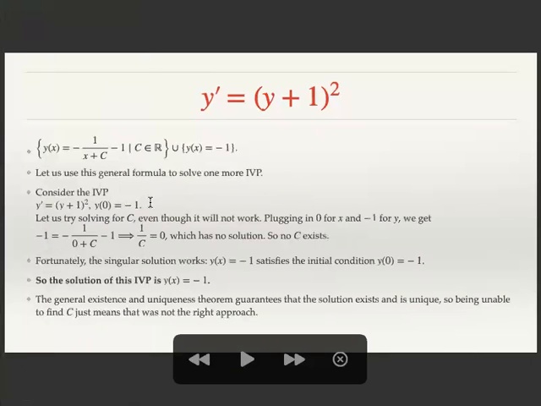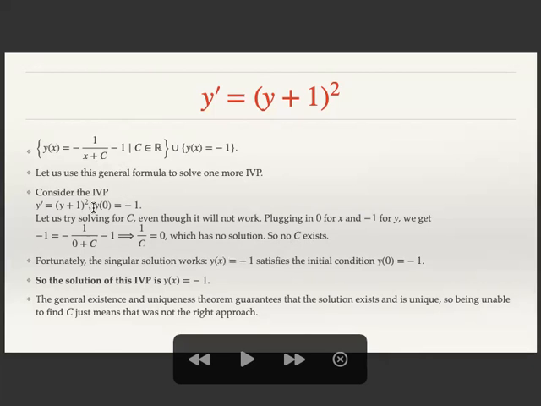So now let's solve the initial value problem. y prime is equal to (y plus 1) squared. y of 0 is equal to minus 1. So in this case, we could try, and here I try to use this formula, minus 1 over (x plus c) minus 1. And when we try solving for c, we'll see that it doesn't work.